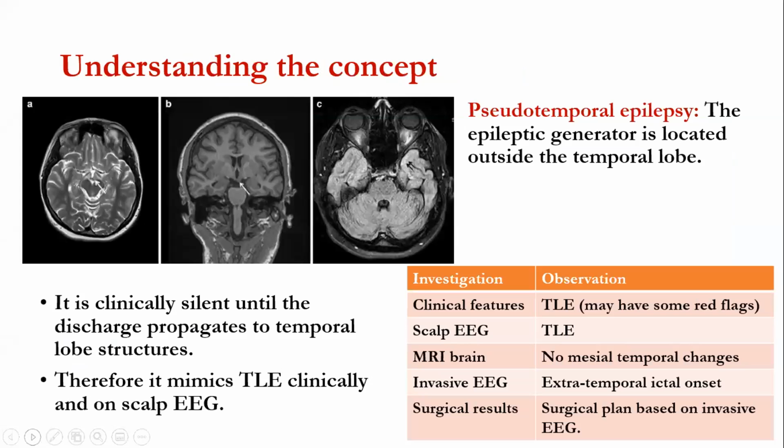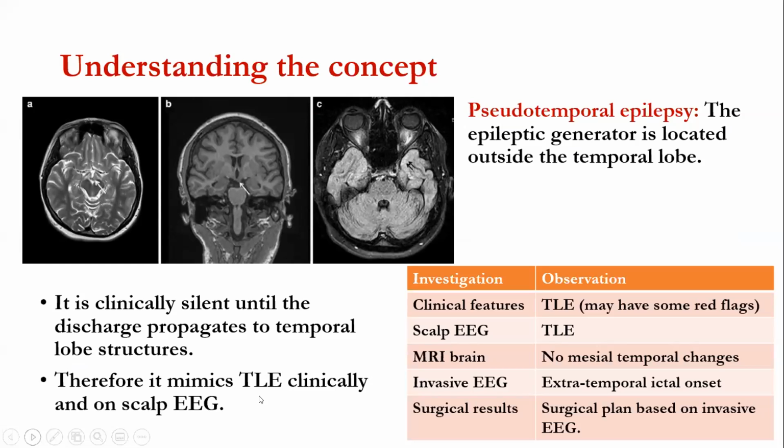Then we come to what is called pseudotemporal epilepsy. So here the epileptic generator is located outside the temporal lobe, and this generator is silent clinically, and once it activates, it propagates to the temporal lobe and produces symptoms. So the temporal lobe here is a symptomatic zone, so it mimics temporal lobe epilepsy clinically, and because some of these extratemporal locations may be deep and not amenable for scalp EEG recording, the actual recording that you get may be from the temporal lobe. So they can mimic temporal lobe epilepsy clinically and on EEG.